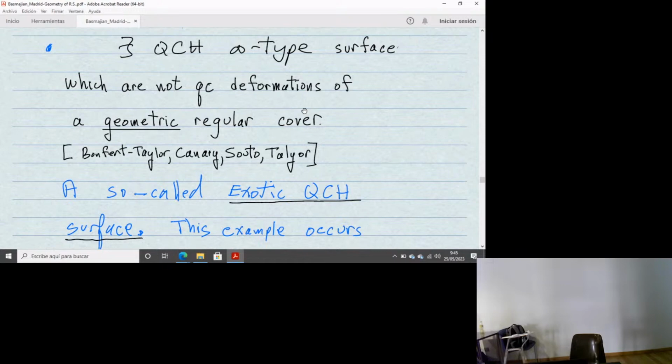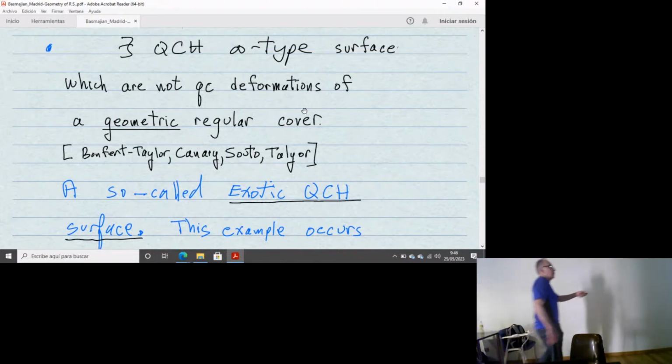And now let's shift gears and talk about geometric regular covers. That's the last thing I want to tell you about. There's a theorem of Basmajian, Taylor, Canary, Soto, and Taylor. There are exotic QCH surfaces. So what does this mean?